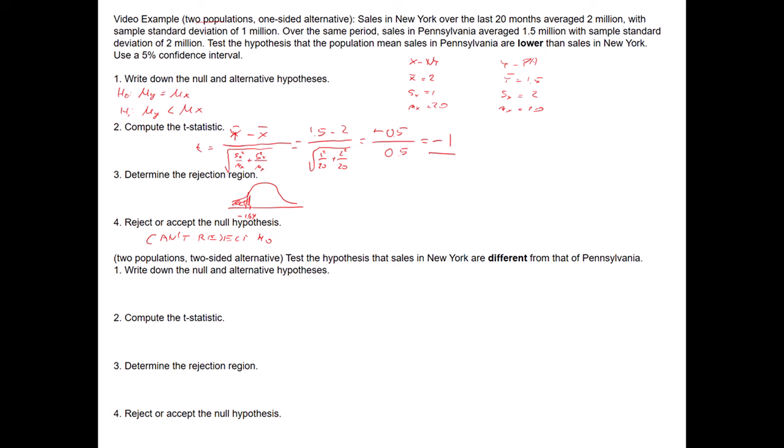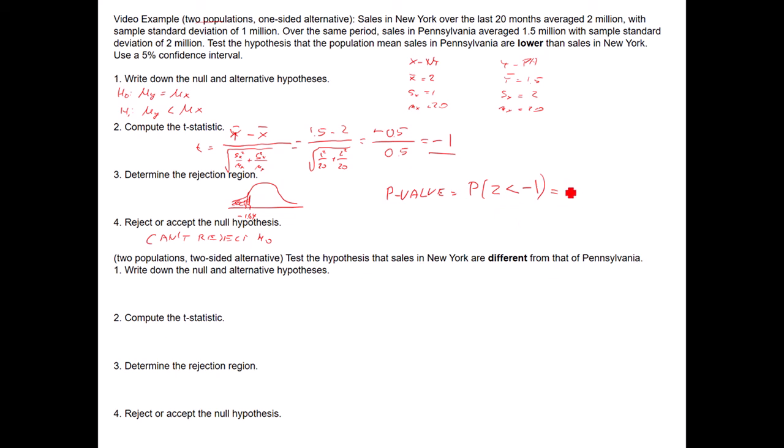There is not enough evidence to conclude that the sales in Pennsylvania are statistically significantly lower than sales in New York. Can we calculate the p-value associated with this test? The p-value is equal to the probability that the test statistic, which is distributed normal 0, 1, falls to the side of the rejection region. Here the rejection region is on the left, so we're asking what is the probability that the test statistic would fall to the left of the computed test statistic.